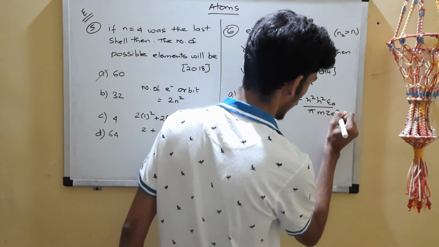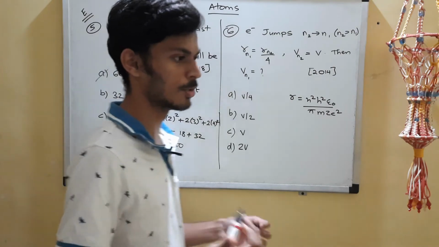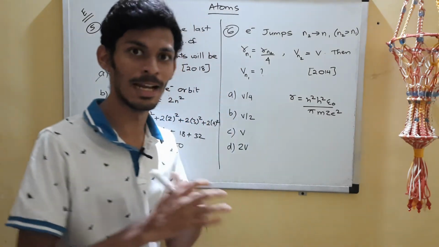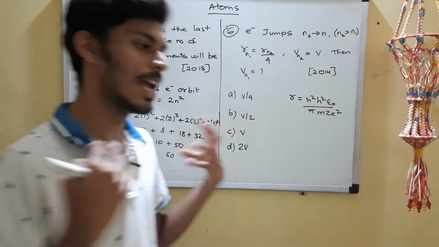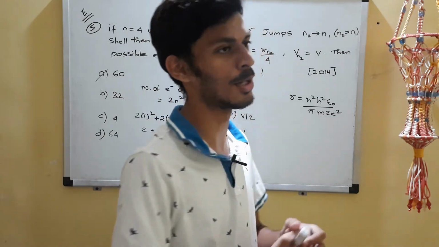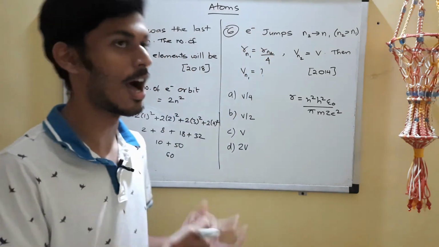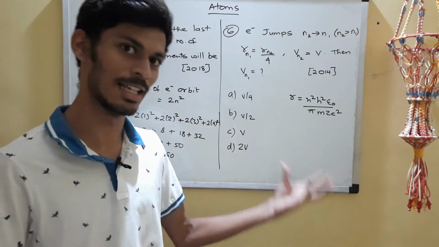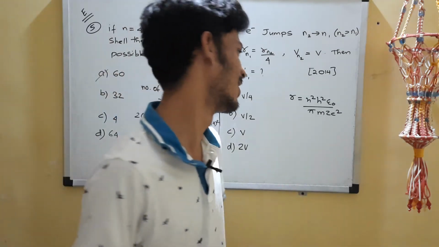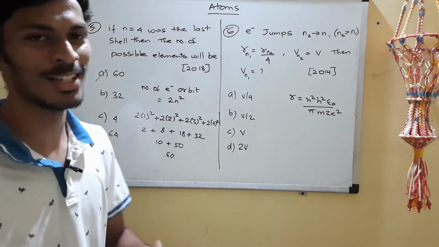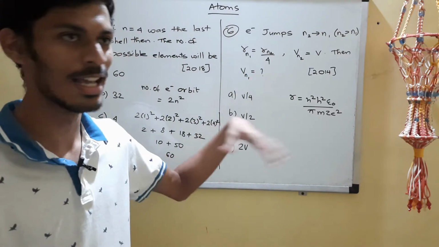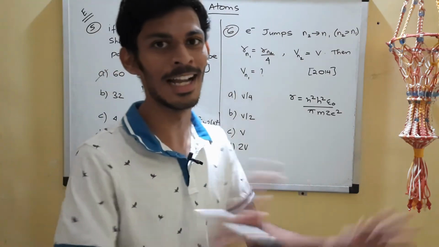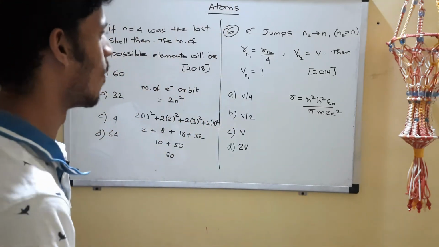z e square. Now you know what is the best part of life? Repetition. So r equals n square h square epsilon naught upon pi m z e square. I'm not doing that again. So basically you get the point. You have to remember this either by repetition or write it down somewhere. Write it down now.